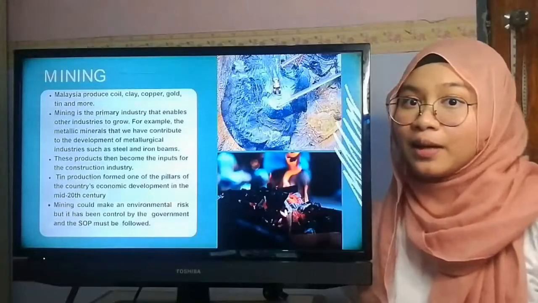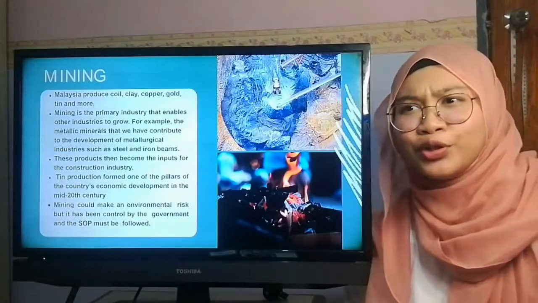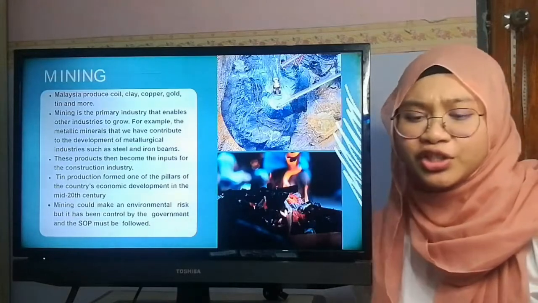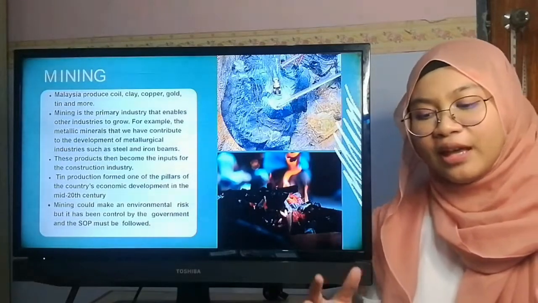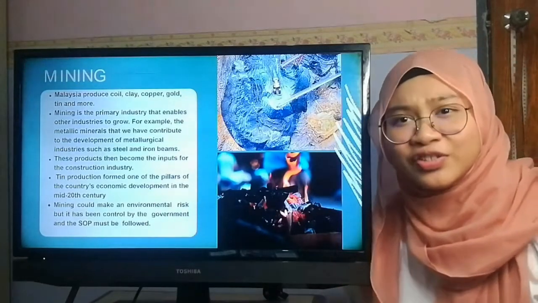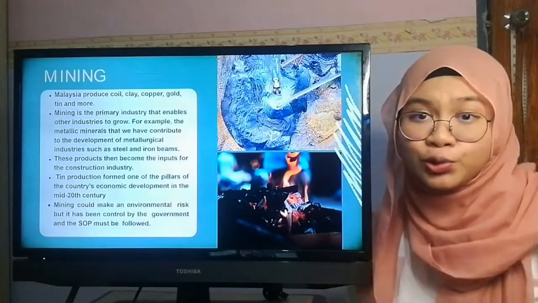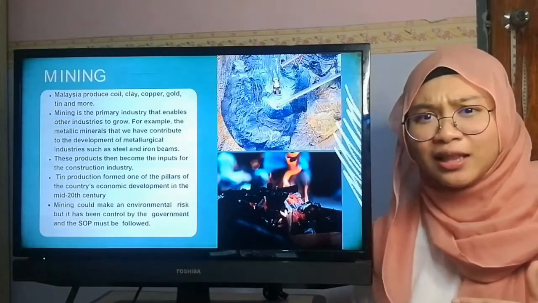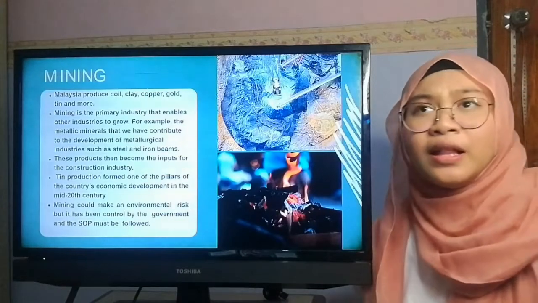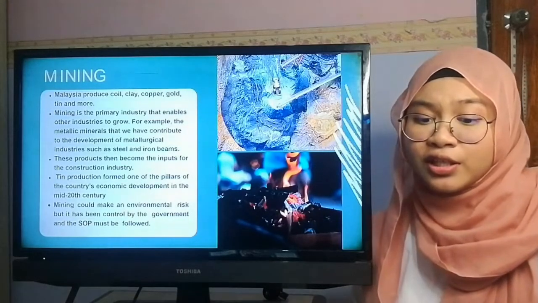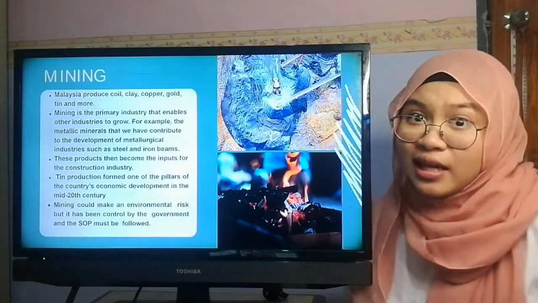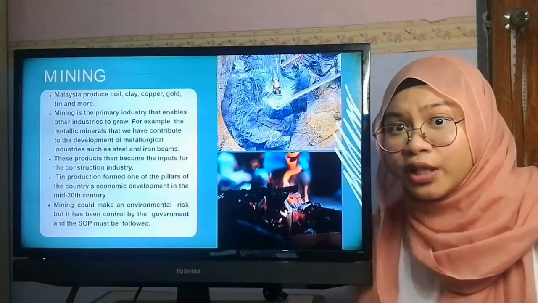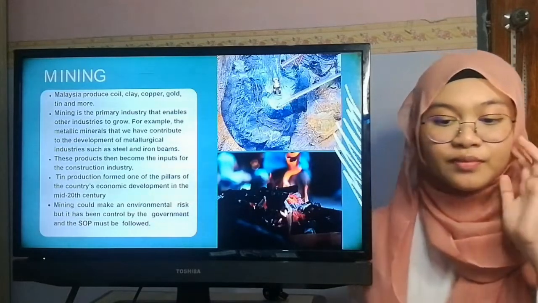I will explain about mining. Malaysia has produced coal, clay, copper, gold, tin, and many more, including natural gas. Mining is the primary industry that could help other industries to grow. For example, the contribution of metallic minerals in the metallurgical production industry, such as steel and iron beams. This will become input for the industry sector.